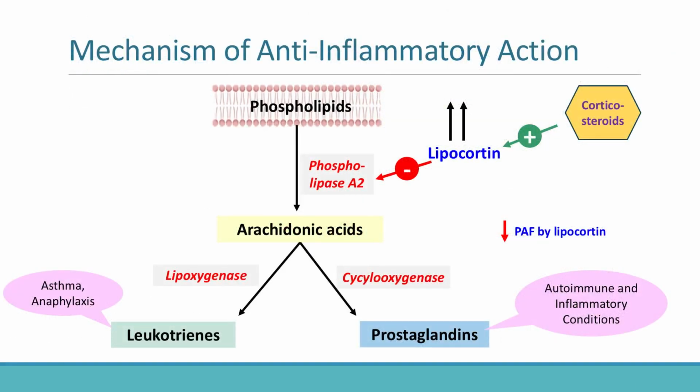Glucocorticoids induce lipocortin, which inhibits phospholipase A2. This prevents release of arachidonic acid from membrane phospholipids. As a result, both prostaglandin and leukotriene synthesis decrease. This broad suppression explains why corticosteroids are highly effective in inflammatory and allergic conditions. Compared with NSAIDs, corticosteroids inhibit both cyclooxygenase and lipoxygenase pathways indirectly, making them more potent anti-inflammatory agents.